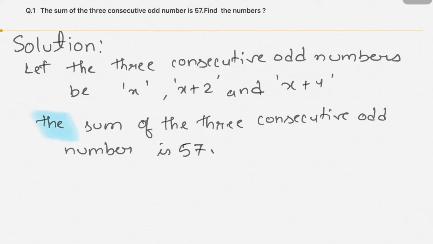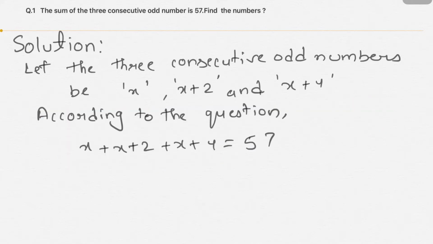The statement says the sum of the 3 consecutive odd numbers is 57. The odd numbers that we have taken, their summation, their addition is equal to 57. So we can write according to the question: x plus x plus 2 plus x plus 4 is equal to 57. The word problem which was given in the question, we are converting in the form of a simple linear equation. Now in this case, we need to bring the like terms.